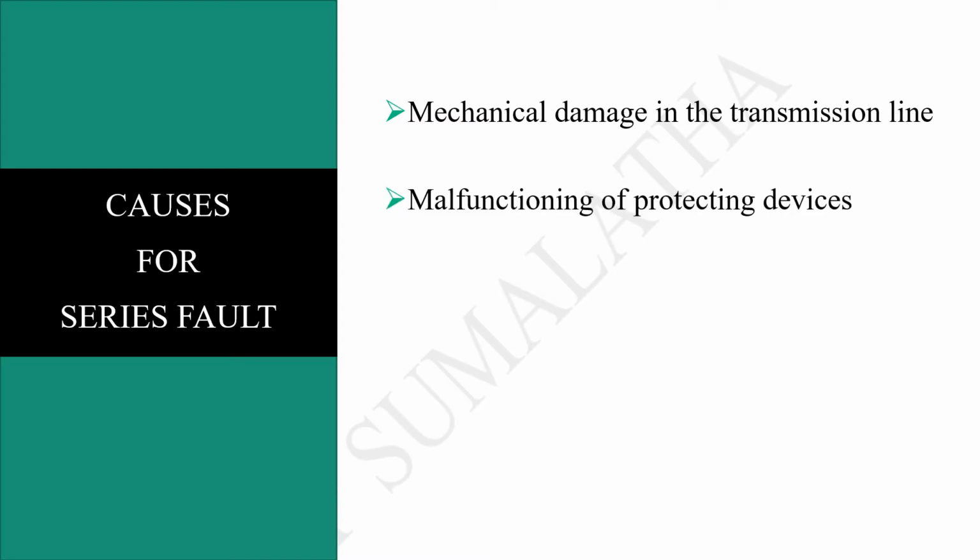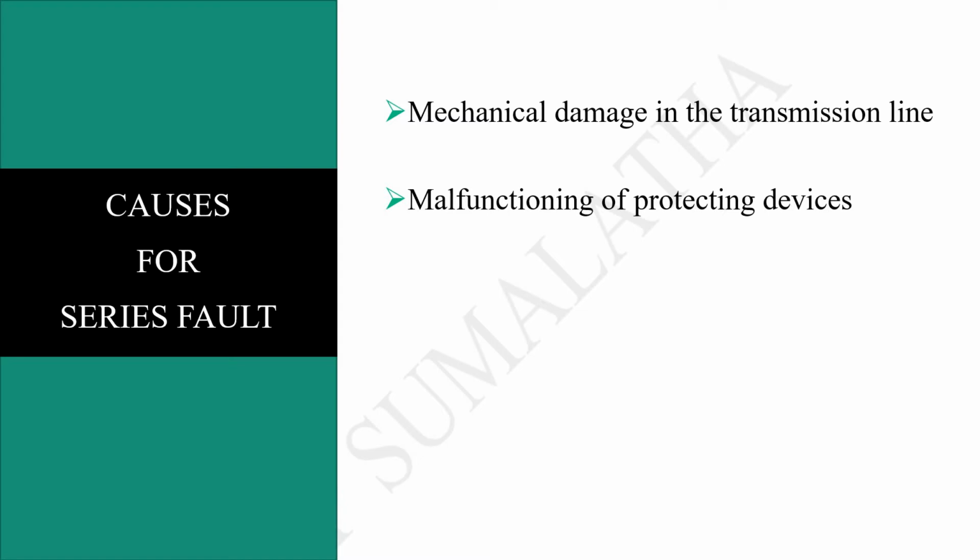Malfunctioning of the protecting devices may also cause the series fault. For example, the wrong functioning of the circuit breaker or the relays or other protecting devices which we have connected in the circuit for the protective purpose. In the section on circuit breakers itself, I have told you that the circuit breaker will operate based upon the tripping signal received from the relay circuit.